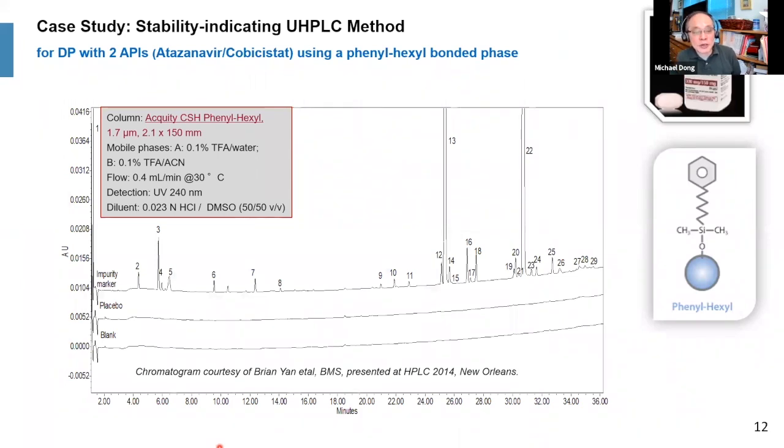Okay, here's an application from Bristol Myers Squibb. So how do they do this column? Now, this is a drug product with 2 APIs, so a little bit more complex. You can see the C18 does not work, and they have to use phenyl-hexyl. I'm pretty sure they start with the C18. When they do not get selectivity between the different resolution test mix, they have to go to a phenyl column. So they are lucky. And they use a very simple mobile phase, 0.1% TFA.